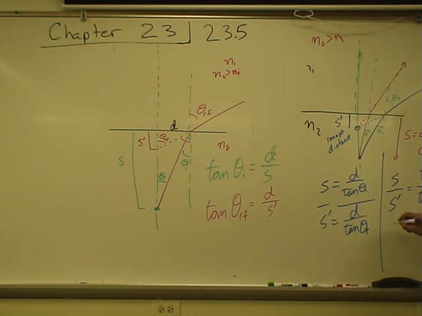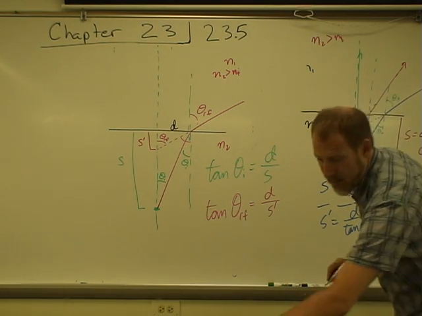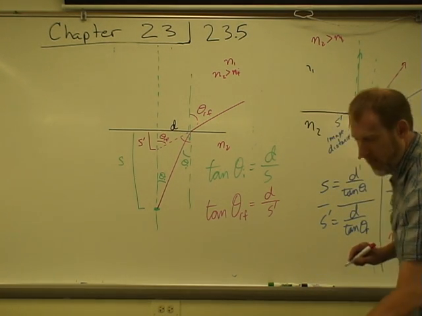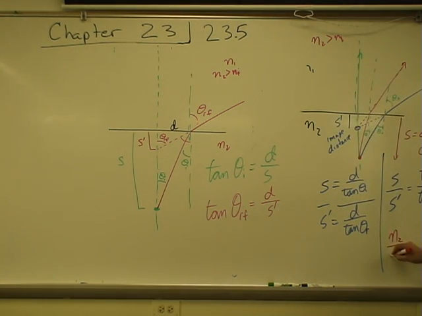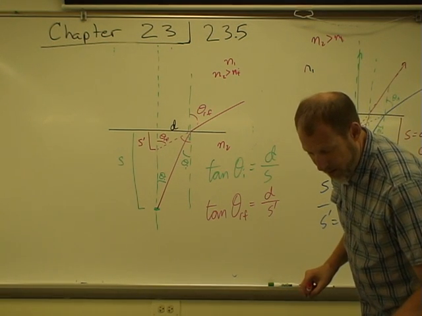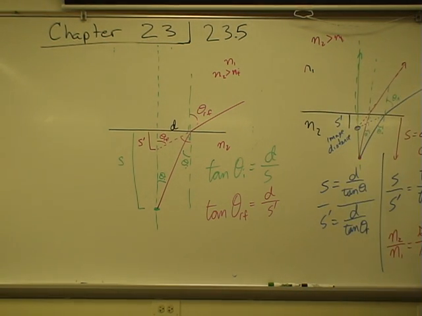And I have from Snell's law that n2 over n1 is equal to the sine of, as I've drawn it here, that's n1, the angle of refraction, divided by the sine of the angle of incidence.